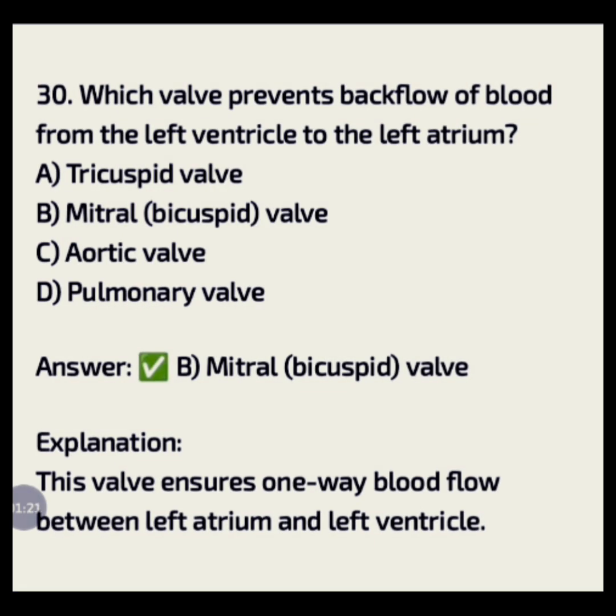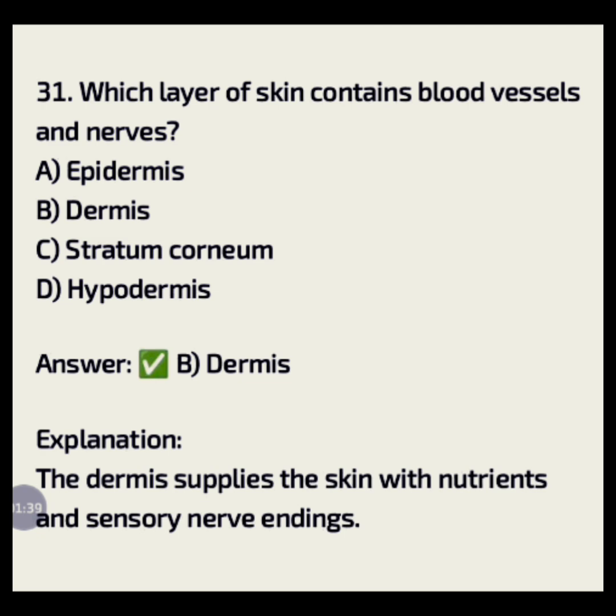Which valve prevents backflow of blood from the left ventricle to the left atrium? Option A, tricuspid valve; option B, mitral valve; option C, aortic valve; option D, pulmonary valve. The correct answer is option B, mitral valve or bicuspid valve. This valve ensures one-way blood flow between the left atrium and left ventricle.